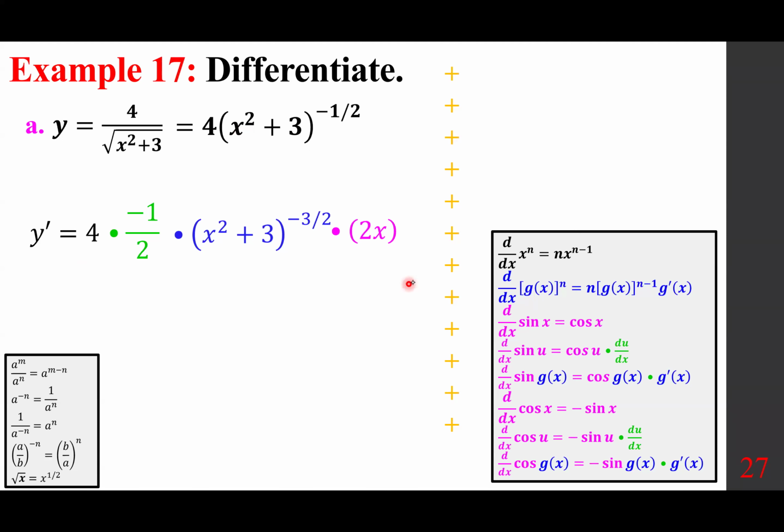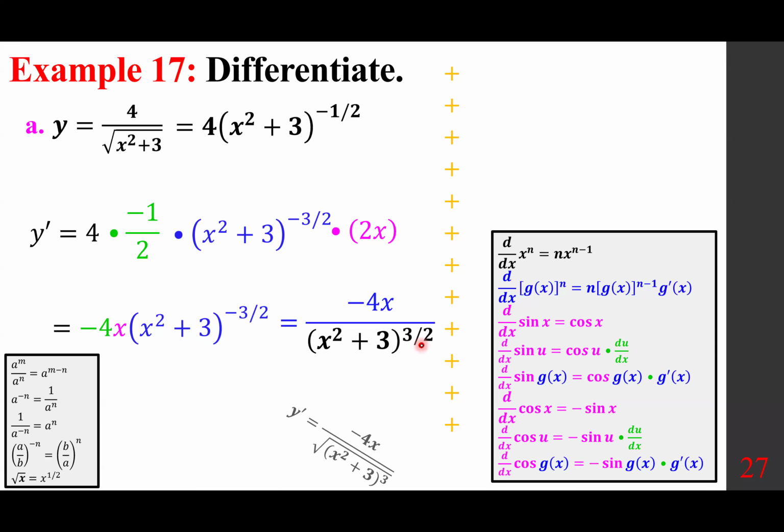And to simplify this, I'm going to say this is negative 2 with this one becomes negative 4x. So I combine them so it becomes clear. This guy has an exponent which is negative, goes down and takes the exponent which is positive 3/2 using negative exponent rules. So positive 3/2. And positive 3/2 means the square root of x squared plus 3 cubed. So we put it in the format that we received it.